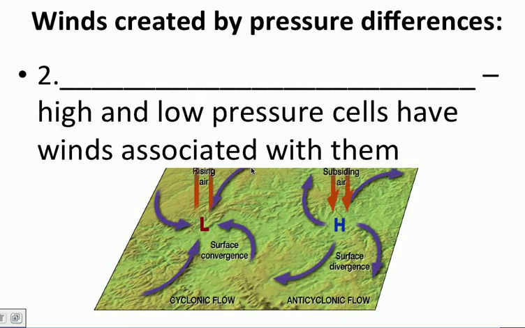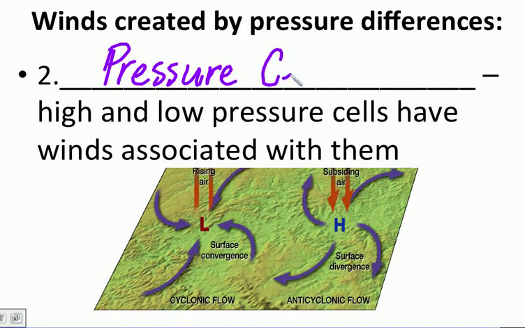Continuing our discussion of Lame Cow, W is for winds. We are moving on to part 2, talking about winds created from pressure differences. We've talked a lot already about the low and high pressure systems that can form based on the earth heating unevenly and how the molecules are moving in the atmosphere. But today, we're really going to focus in on those two types of pressure cells, and specifically, what types of winds are associated with them.